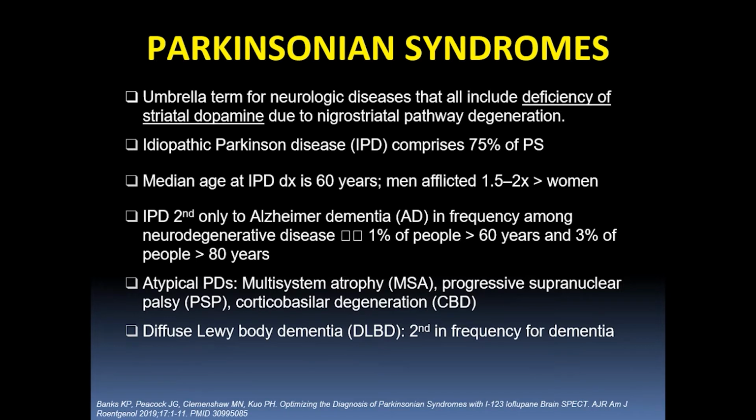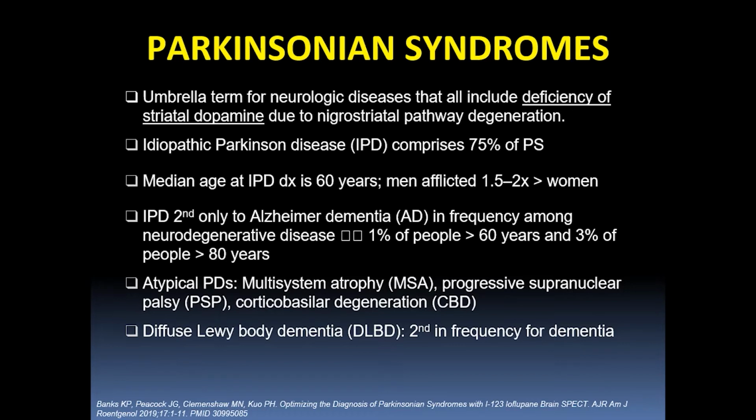Other disorders under the Parkinsonian syndrome are less common and include entities such as multisystem atrophy, of which there are a couple subtypes, but in this case, we're specifically talking about the putaminal or the Parkinsonian version of MSA, which makes up 80% of cases. And then we're also talking about progressive supranuclear palsy and cortical basilar degeneration.